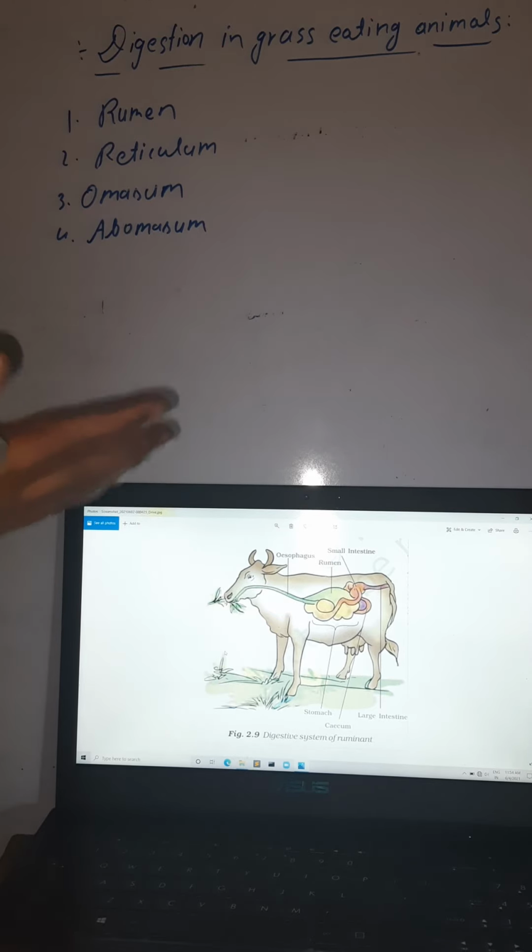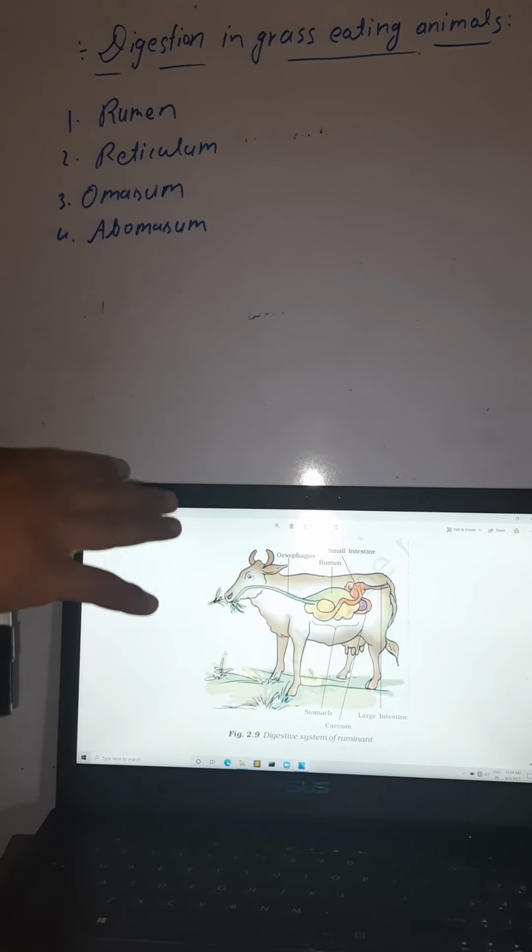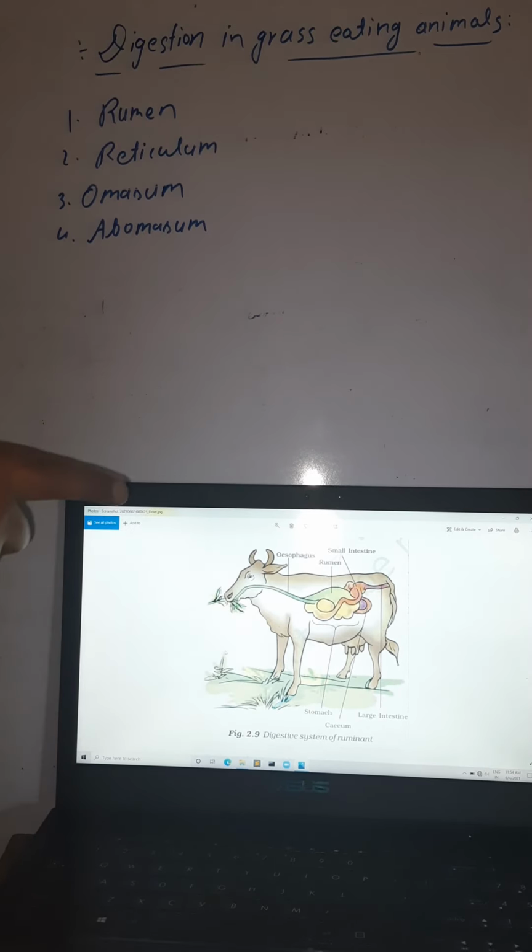If you visit a farm, you will find cows sitting there, and even though there is no food anywhere, they are still chewing something. So what is that? Let's discuss digestion in grass-eating animals. First we will discuss digestion in the cow. How does the digestion take place there?